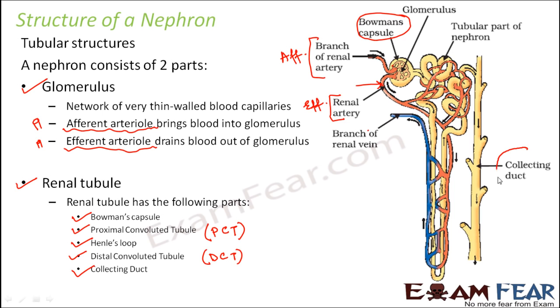So here in this picture you can actually see the collecting duct being shown separately, and this tubular part of the nephron consists of these 3 things, that is PCT, Henle's loop and distal convoluted tubule. So all these 5 things together form the renal tubule. So now we have to understand how the urine will be formed in these structures.